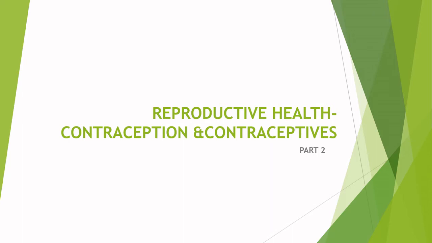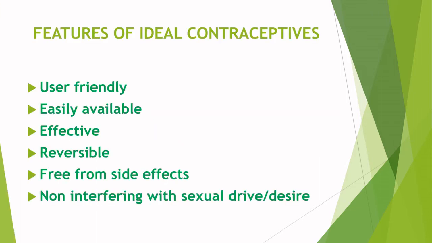Reproductive Health Part 2. In this video, you will be learning more about contraception and contraceptives. What are the features of an ideal contraceptive? An ideal contraceptive is a device that prevents unwanted pregnancies.